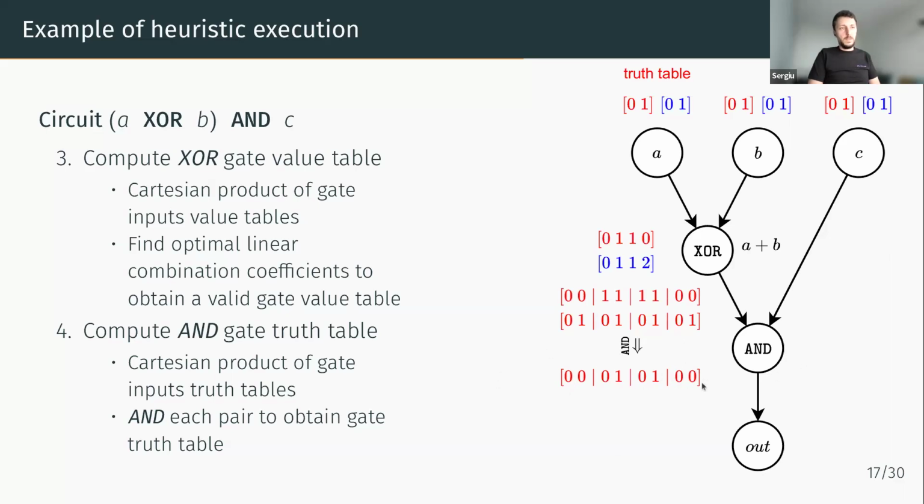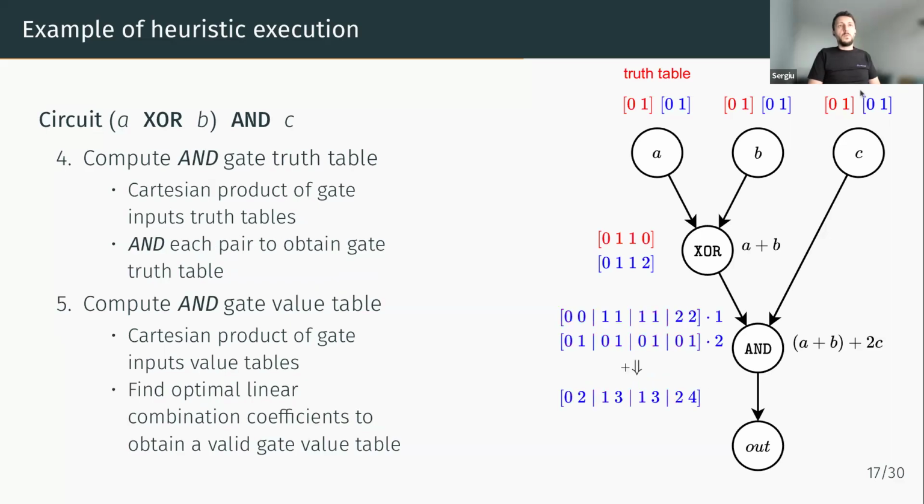And we do the same thing for the value table. We do the Cartesian product, we find the optimal linear combination coefficients, and you obtain the value table of the AND gate. And this value table is able to distinguish all the elements of the AND gate truth table.